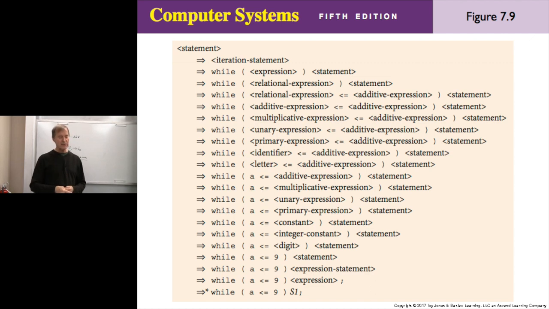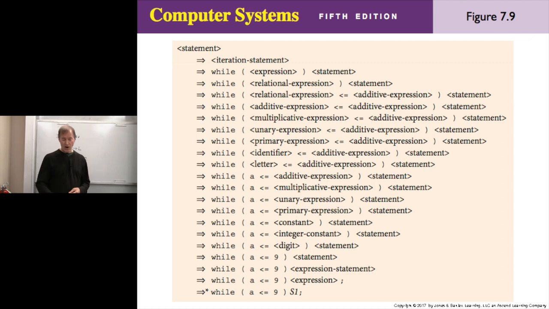So what does a statement produce? An iteration statement. And what does an iteration statement produce? While followed by paren, followed by expression, followed by paren, followed by statement. And then what does an expression produce? A relational expression, and so on. You can see how to do that. This is just to give you a flavor for what a real grammar looks like, because this is an actual part of the C programming language.